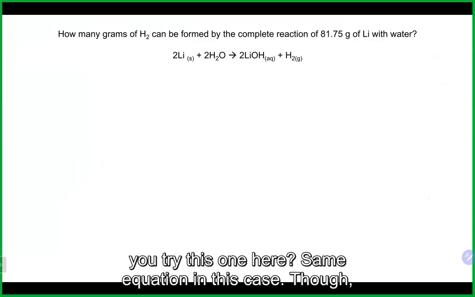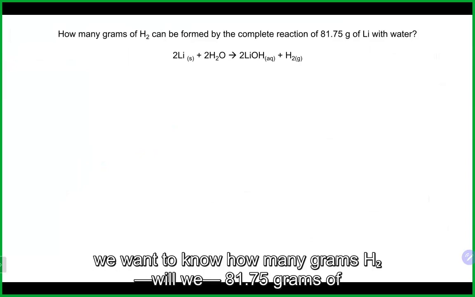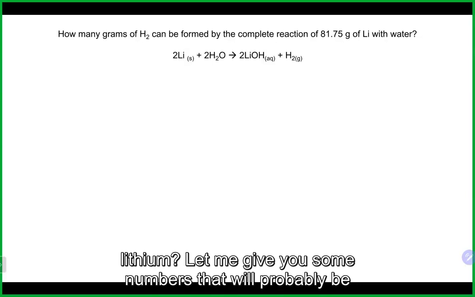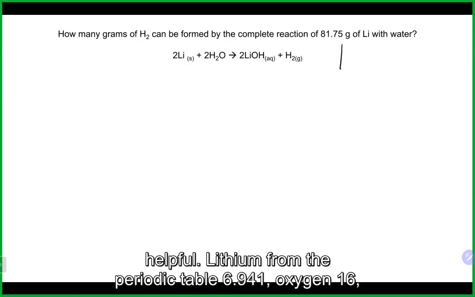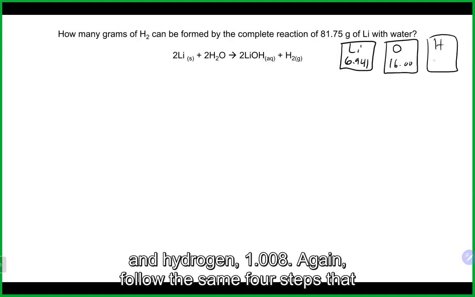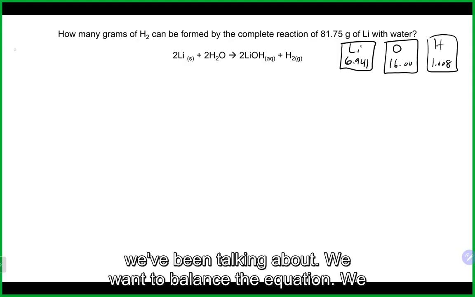Same equation. In this case, though, we want to know how many grams of hydrogen we will get from 81.75 grams of lithium. Let me give you some numbers that will probably be helpful. Lithium from the periodic table, 6.941. Oxygen, 16. And hydrogen, 1.008. Again, follow those same 4 steps that we've been talking about.